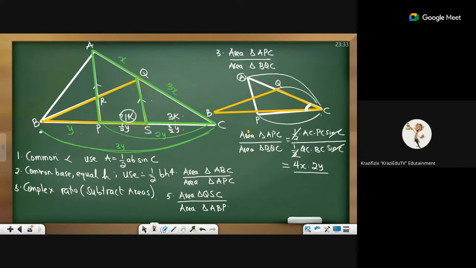Do I know QC? Those variables must cancel out. What is BC? 3y. My answer is 8 over 9.